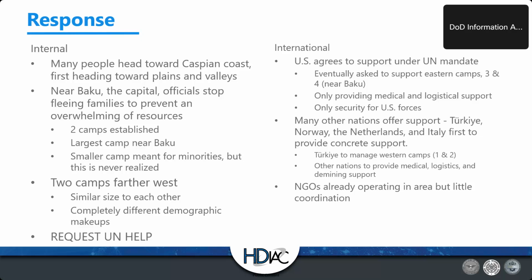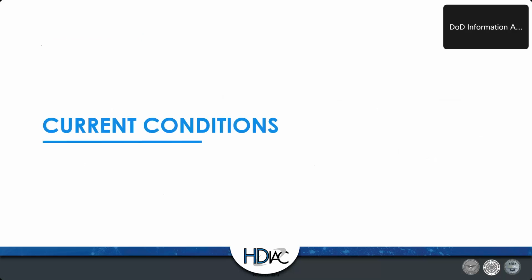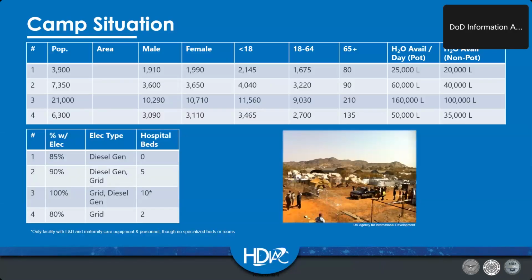And then there are a lot of NGOs, non-governmental organizations, already operating in the area, but there's very little coordination of efforts. So when I say current conditions, this exercise took place in February, and we were kind of postulating that they were going to arrive in this area at the current time in February. So what was the situation on the ground? Well, we purposefully gave them kind of scant information.